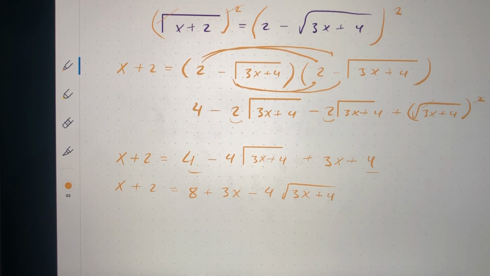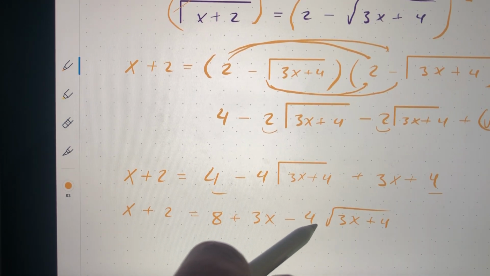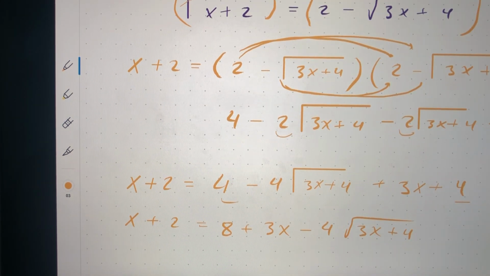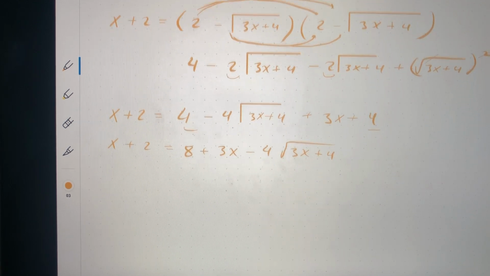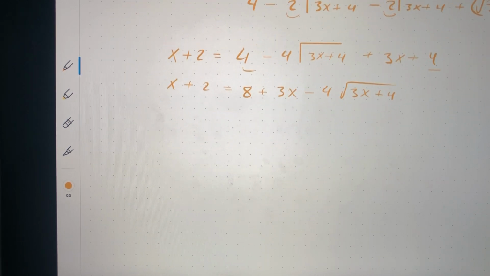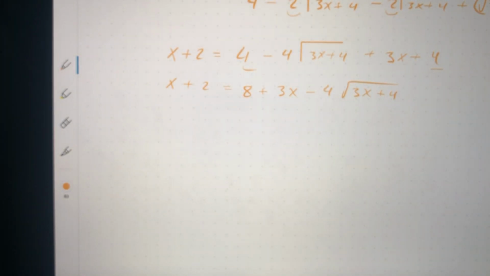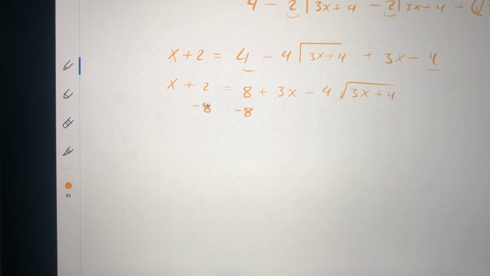Now, to solve this, we still have to cancel the square root, which means we will be squaring again. But before we do that, let's move everything that has square roots on one side, everything that does not on the other side. So let's keep the negative square root on the right. We'll move everything else to the left. So minus the 8, minus 3x, and that makes x minus 3x is negative 2x, 2 minus 8 is negative 6, equals negative 4 square roots 3x plus 4.